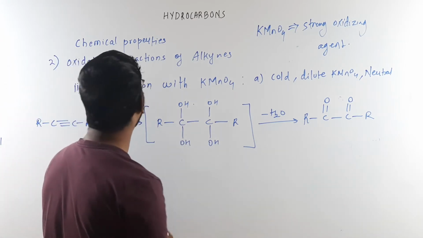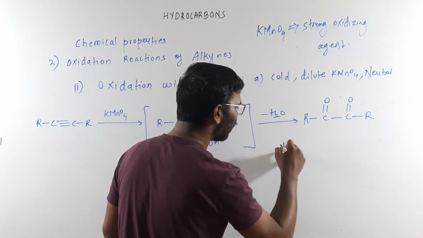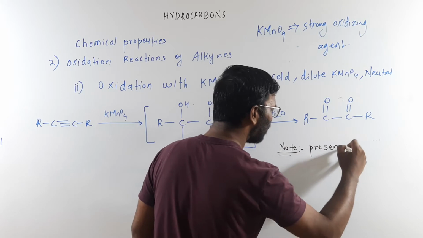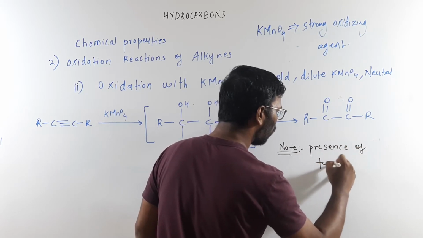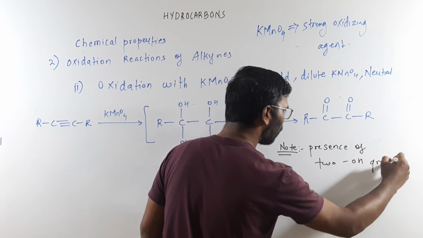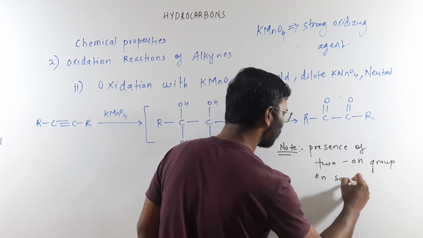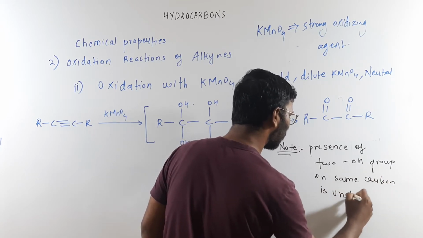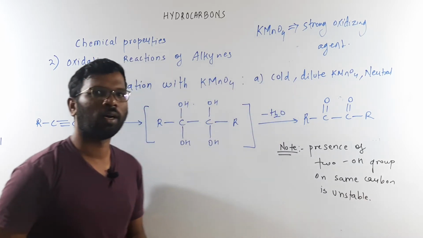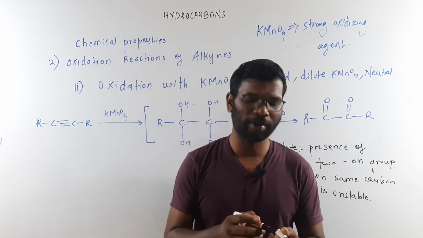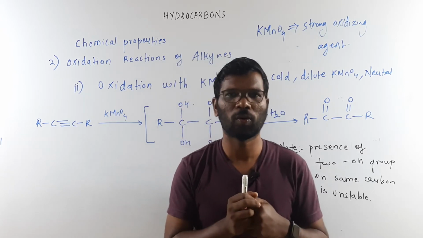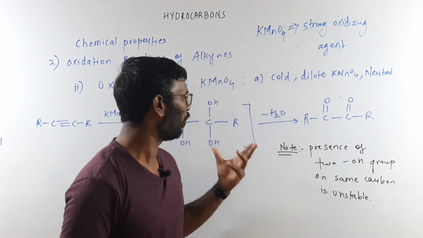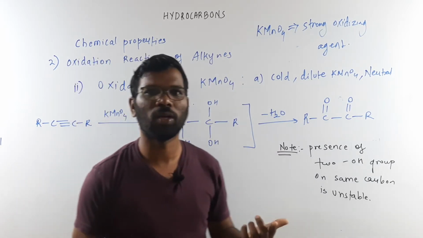Now I will make one more important note: the presence of two hydroxy groups on the same carbon is unstable. Whenever you see two hydroxy groups on one carbon, in any intermediate in a reaction, it will be unstable. They cannot stand on one carbon. So it will always dehydrate to give either a ketone or an aldehyde.